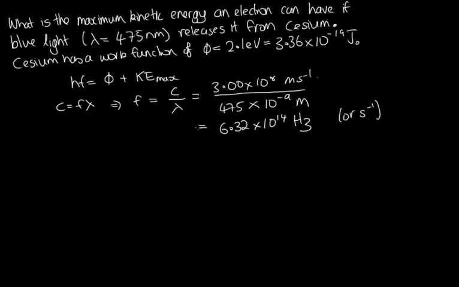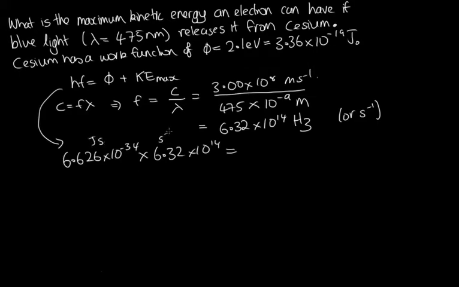So now what we need to do is substitute our frequency back into this equation here. So h, that's Planck's constant, equal to 6.626 times 10 to the minus 34, times our frequency, 6.32 times 10 to the 14, is equal to the work function. We use the one in joules here because this will be in units of joules. This is in joule seconds and this is in inverse seconds, so the units here are joules.